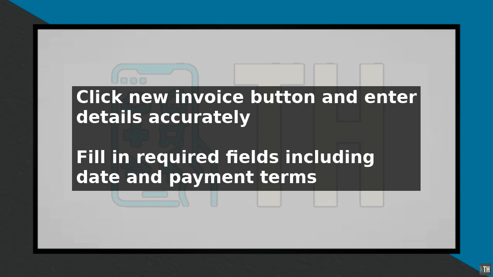Next, add the billing information, including the company name, address, and VAT number if applicable. You can also add a logo to your invoice to give it a professional look. Enter the client's details, including their name, email address, and payment method.